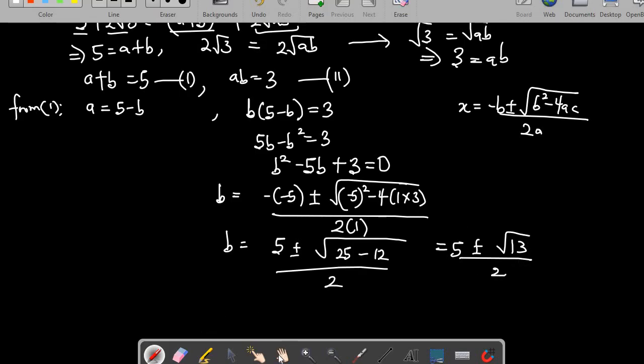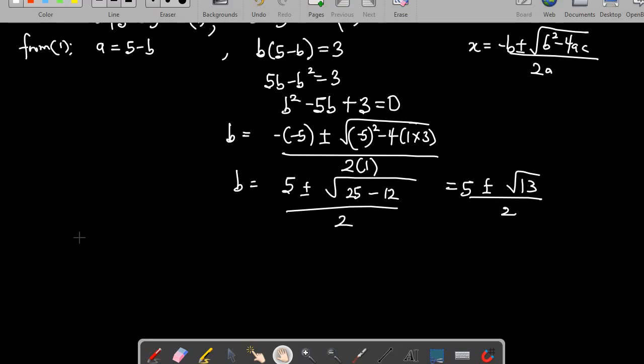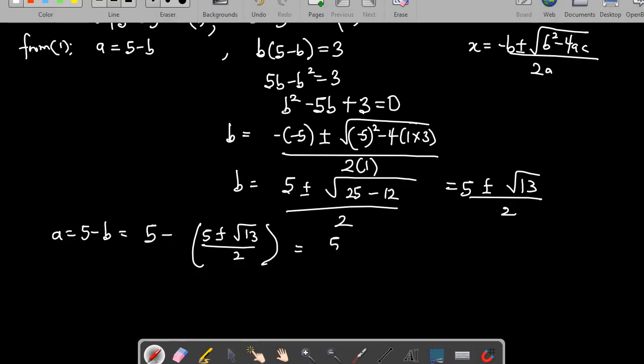Now this is quite ambiguous, but this is b. Now to find a, since a equals 5 minus b, implies that our a will be 5 minus what you have here, 5 plus or minus root 13 over 2. This will equal 5 minus 5 plus or minus root 13 over 2, and then the LCM is 2, and then you have 10 minus 5 plus or minus root 13.